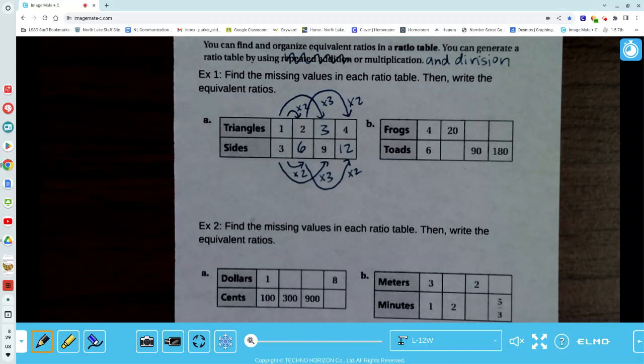But there are certain instances where it's not as simple as that. So that's why I want to show you this multiplication idea so that when we get to one where that's like the easiest thing to use, you know how to do it.